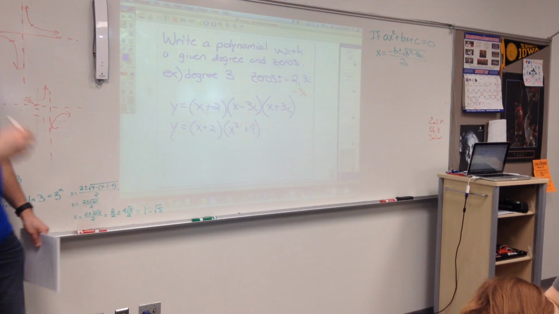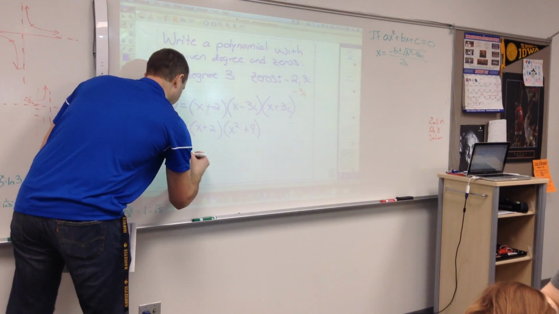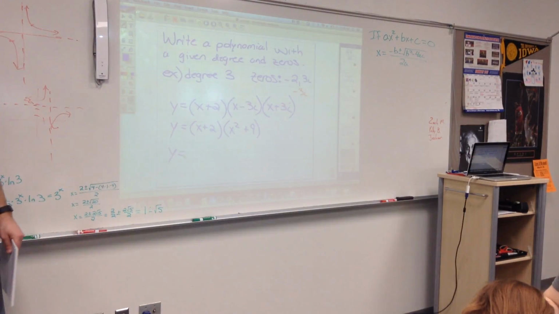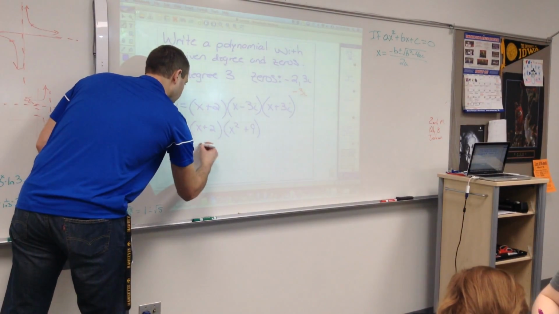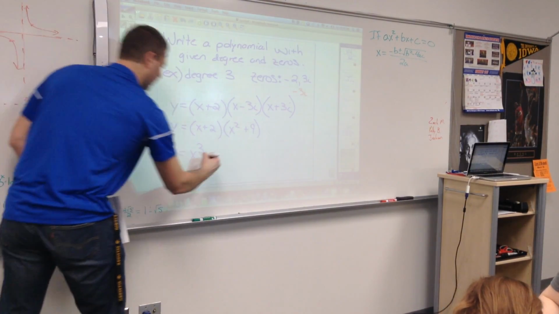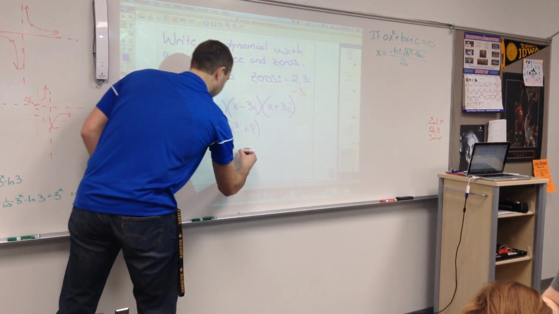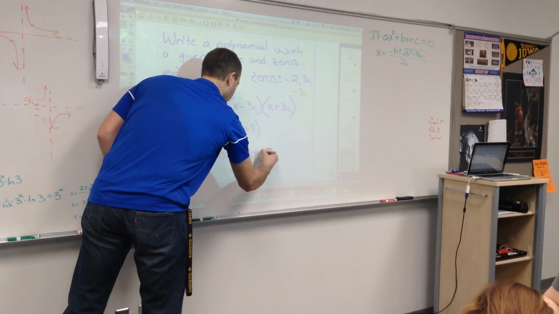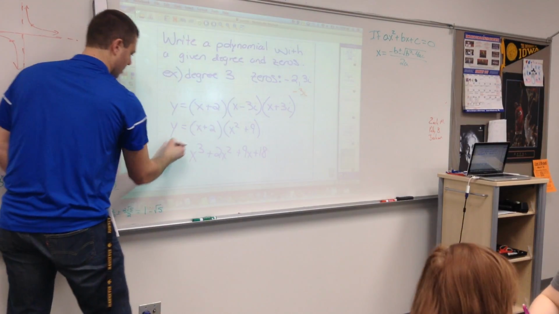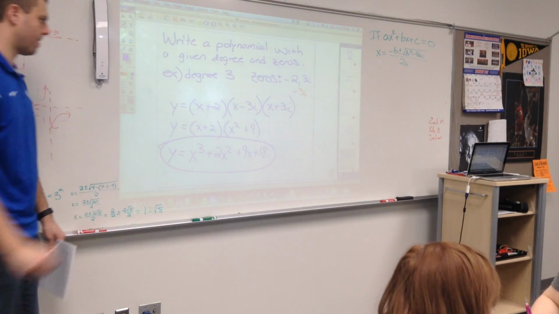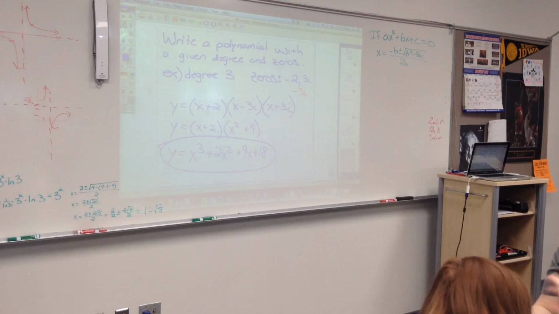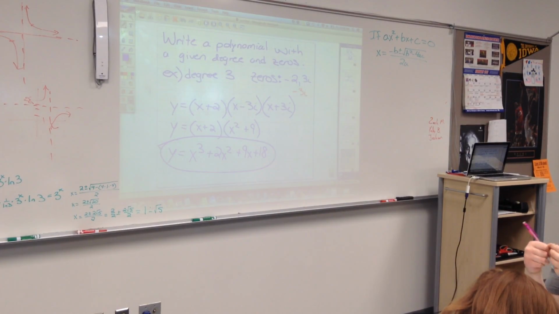Then I FOIL that out. Again, I'm going pretty quick here. That's going to be x cubed plus 2x squared plus 9x plus 18. Okay? Understand the logic behind that? Any questions on that? How'd you get the positive 9 again?